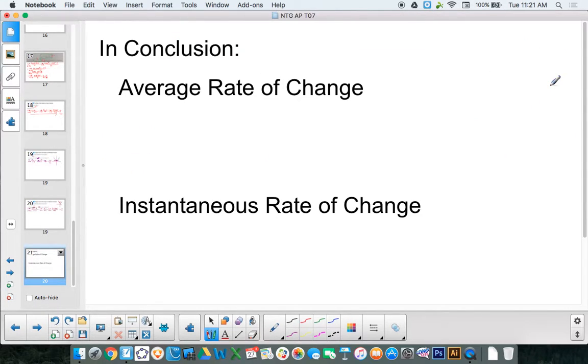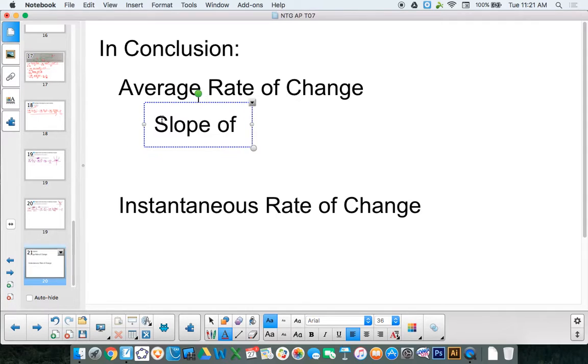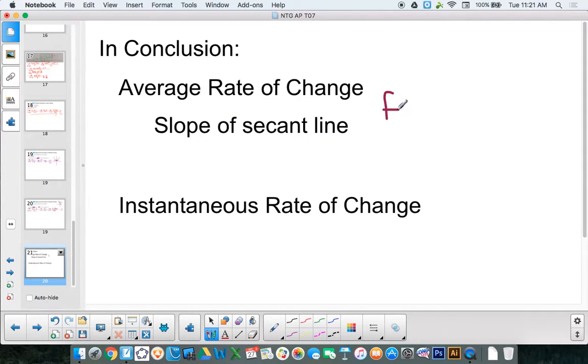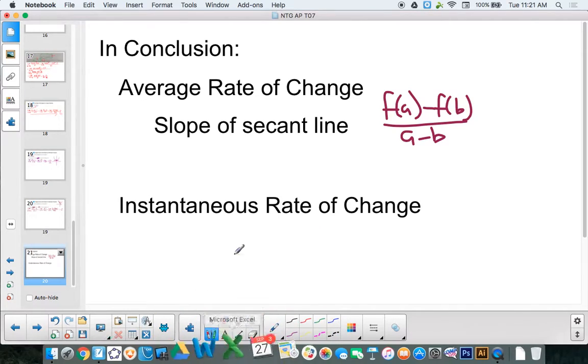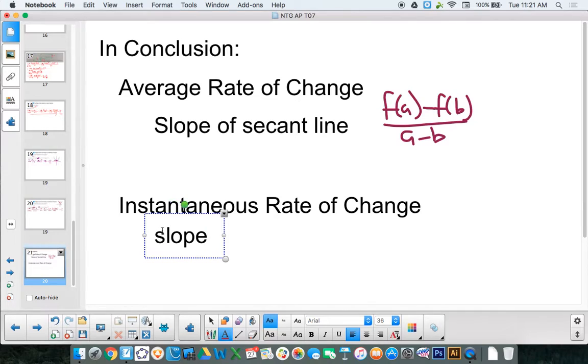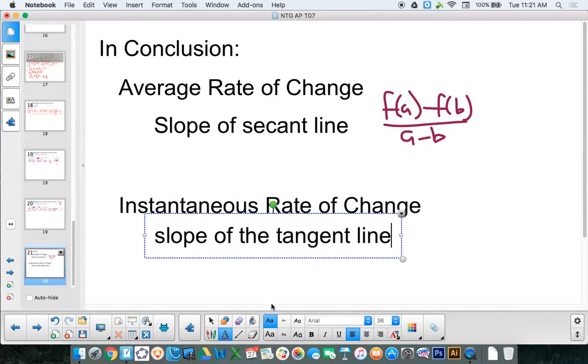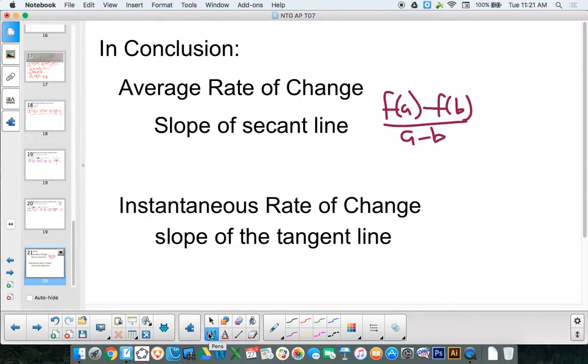Alright, so in conclusion, our average rate of change is the slope of our secant line, and that is, if we have two points, f(A) minus f(B), or vice versa, over A - B. Our instantaneous rate of change, that'll be the slope of the tangent line, and that will be the same idea, except we're having A approach B. We generally write this as the limit as x approaches A of f(x) minus f(A) over x - A, since the variable I'm using is A.